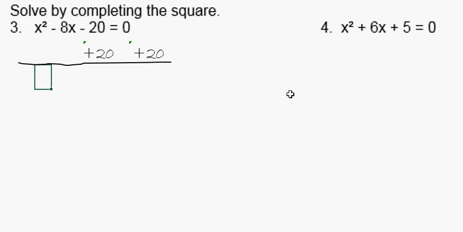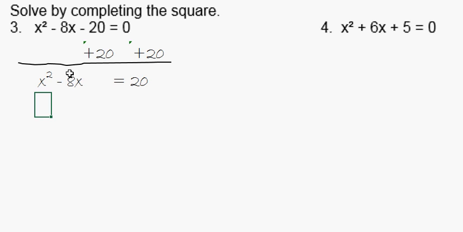Which is going to leave me x squared minus 8x, and that's going to equal 0 plus 20, which is 20. Now I need to make a perfect square on the left side.